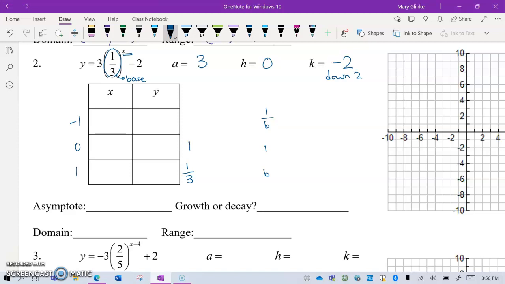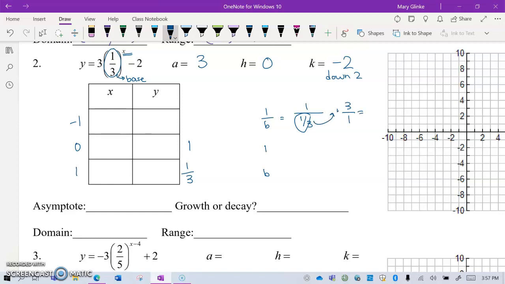We can also write down 1. The tricky part is 1 over your base. For this one, it's 1 over 1/3. Now, we don't like seeing 1 divided by 1/3. We don't like having a fraction within a fraction. So what we can do is multiply by the reciprocal.